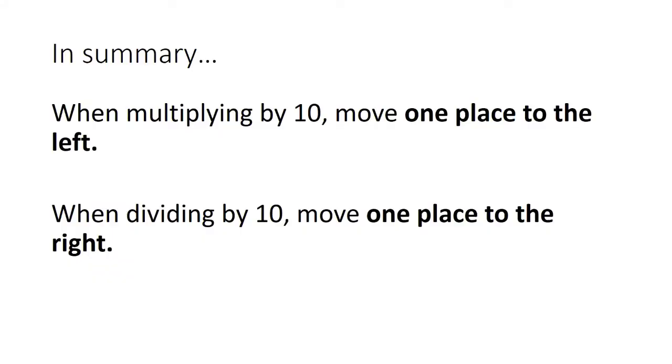So to summarize, if you're multiplying by 10, you want to move one place to the left on your place value chart. If you're dividing by 10, you'll want to move one place to the right on your place value chart. If you're multiplying or dividing by hundreds or thousands, you'll want to think about how many places to move. So for example, 100 is the same as 2 tens because we have 2 zeros, so that would be 2 places.